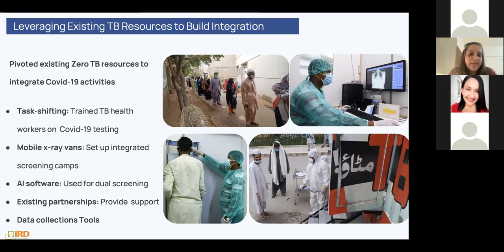We used trained TB health workers, and we trained them on testing for COVID-19. We used existing mobile X-ray vans, and we set up integrated screening camps across the city, which I will talk about a little bit more. We leveraged AI software to conduct dual screening for TB and COVID. We also used our existing public and private partnerships across the city to get support to execute these activities. And we reworked our existing data collection tools to integrate disease-based screening for COVID-19 along with TB.